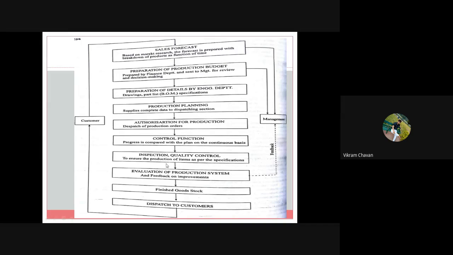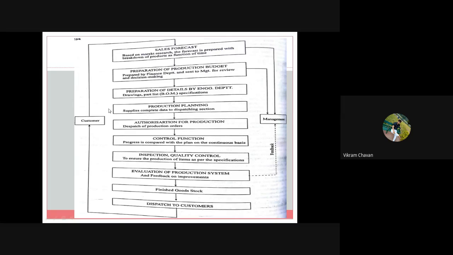Once the report is provided to the management, the finished goods will be stocked, and they will be dispatched to the customer whenever required.